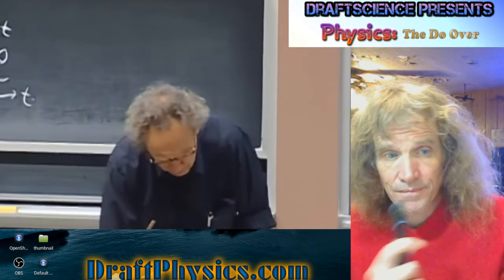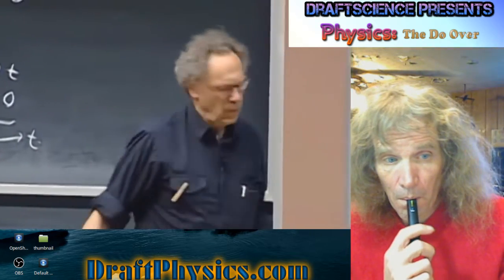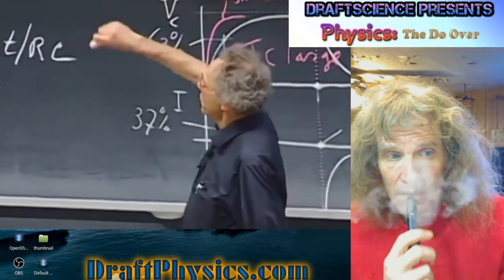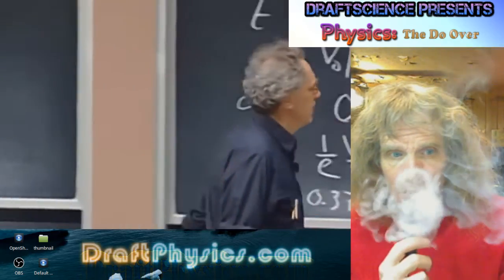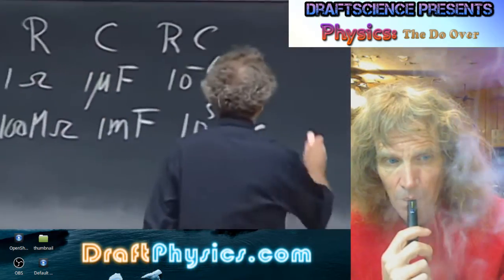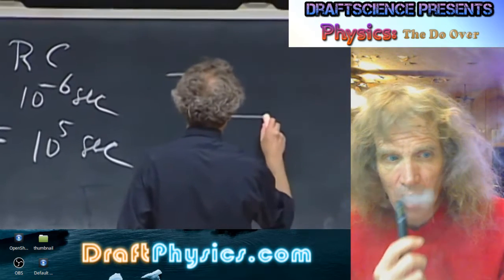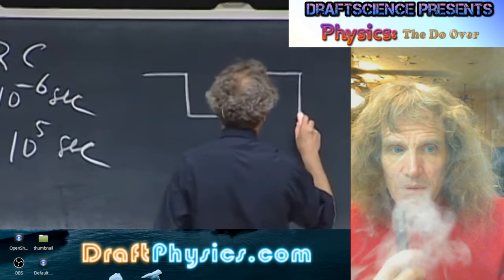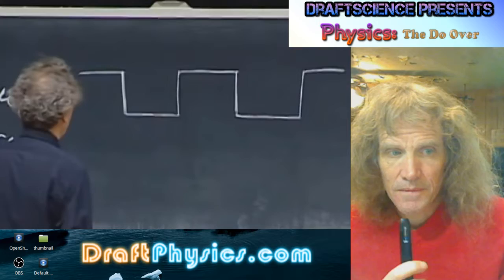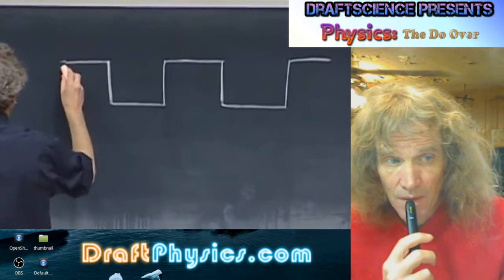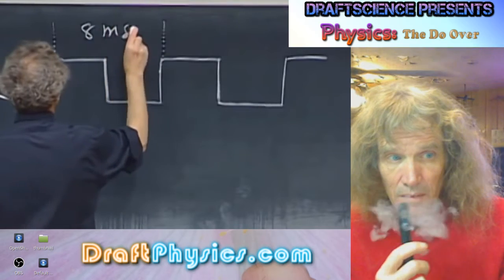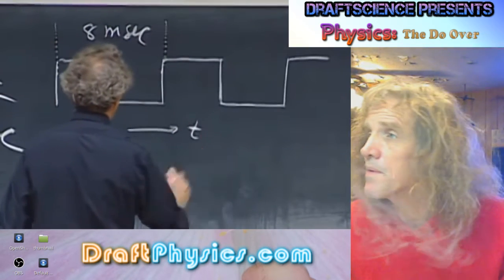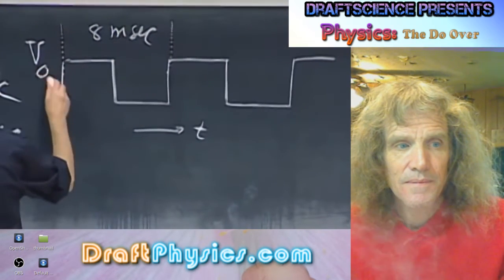I can demonstrate this to you. I have an electronic switch, so I go between 1 and 2. Every 4 milliseconds I throw the switch. And so what I have, as a function of time, is what we call a square wave. So this is my battery. And this time here, from here to here, is 8 milliseconds. This is time, and this is that value V0.